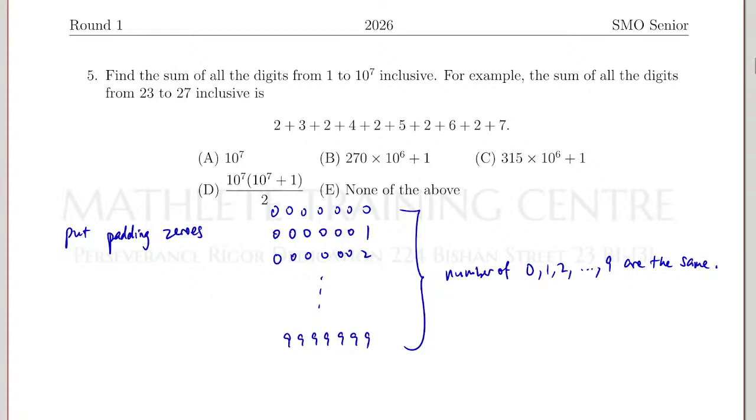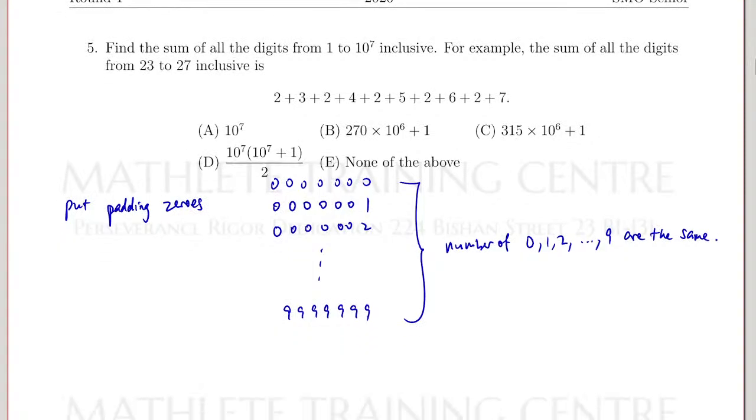And this is very important. If the numbers of 0, 1, 2, all the way up to 9 are the same, then I can count the number of digits very easily. We can see that there are a total of 10 to the power of 7 numbers. So each digit will occur 10 to the power of 6 times in each column, because they occur with equal frequency. So there will be 10 to the power of 6 of each of 0 plus 1 plus 2 plus 3 all the way up to 9.